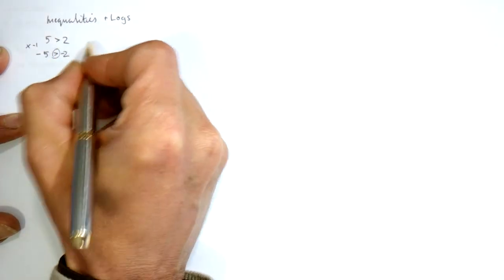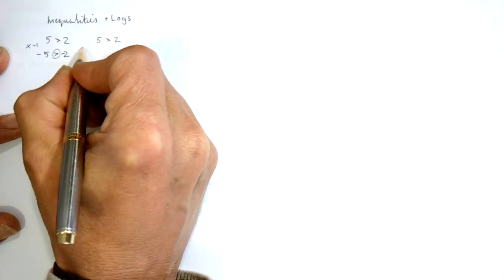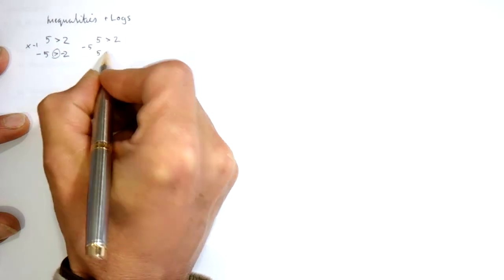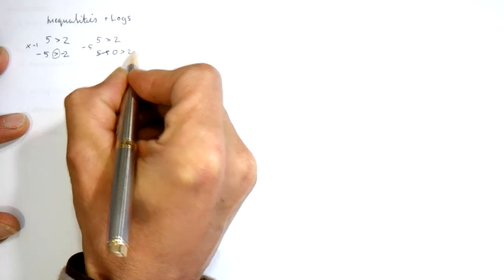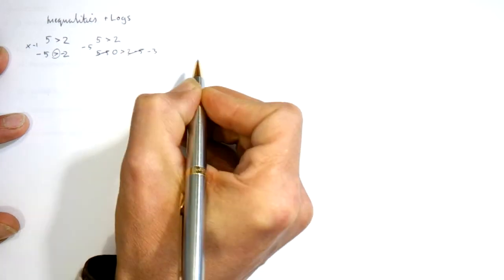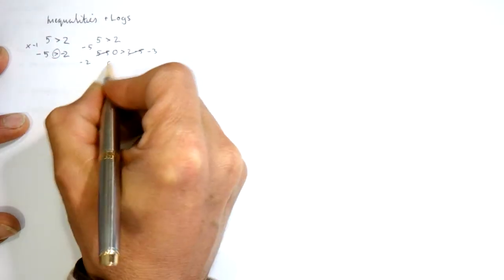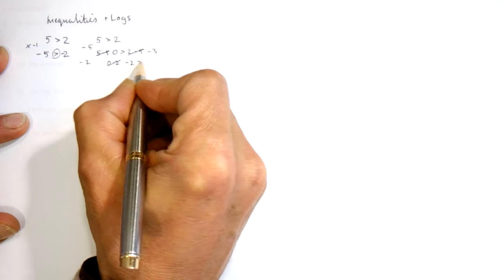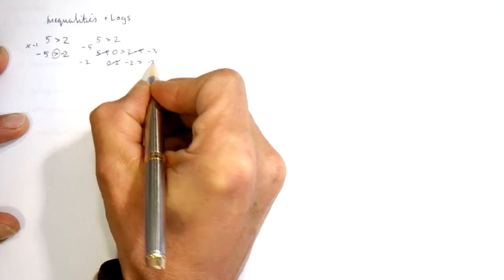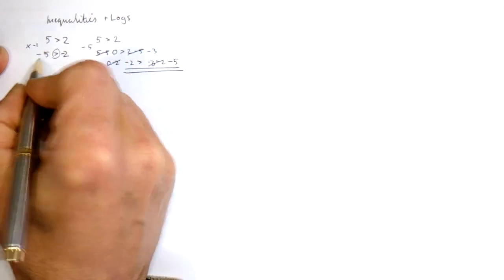The reason for that is if we start off with 5 is bigger than 2, if we take away 5 from both sides, then 5 take away 5 is 0, and that's bigger than 2 take away 5, which is minus 3. If now we take away 2 from both sides, then 0 take away 2, which is minus 2, is still bigger than minus 3 take away 2, which is minus 5. So that's the reason why we have to turn this sign round.